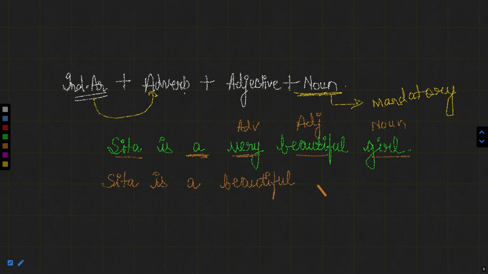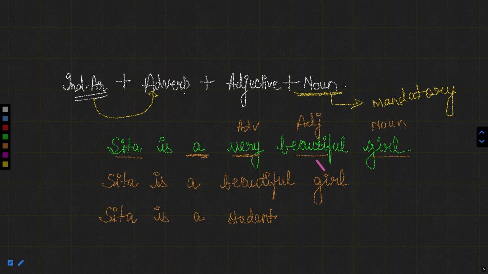Sita is a beautiful girl. So I can also write this sentence. Okay, this is also correct. This is also fine. I can also write a sentence, Sita is a, suppose, not girl, I'm writing here a student. Okay, this is only a noun. So Sita is a student.